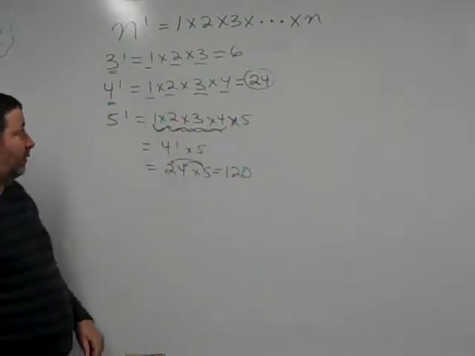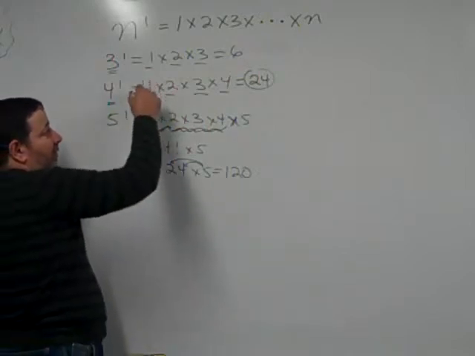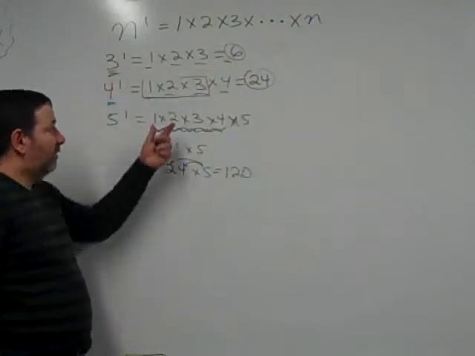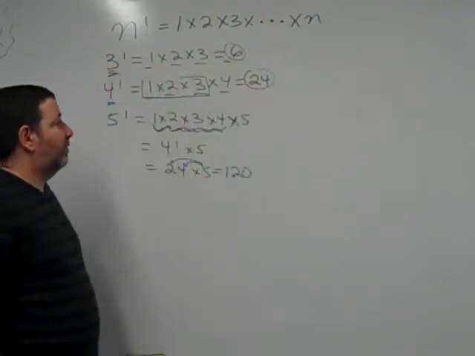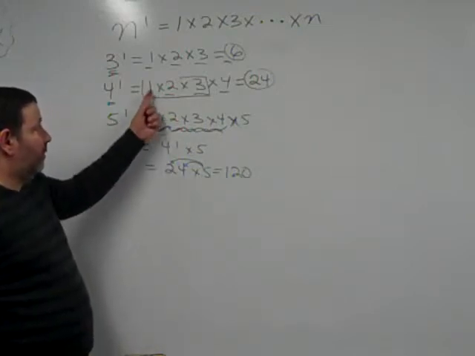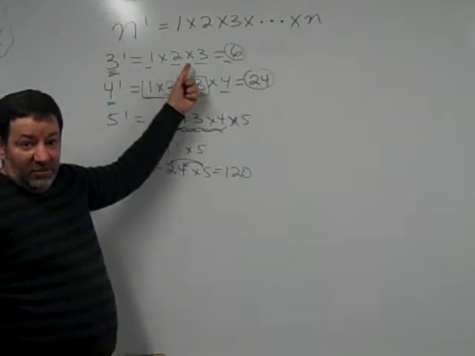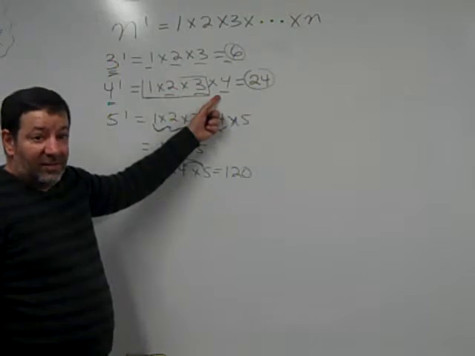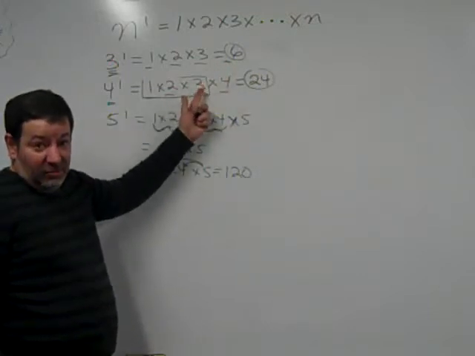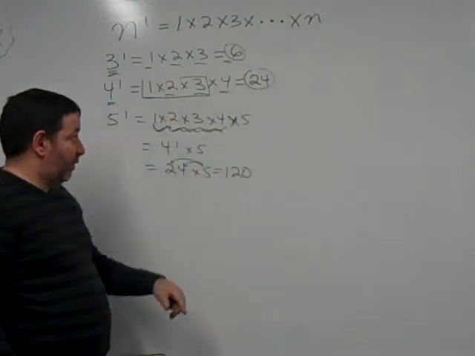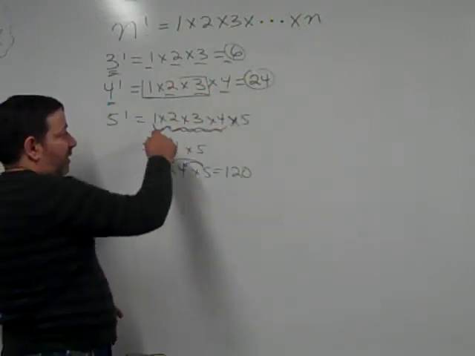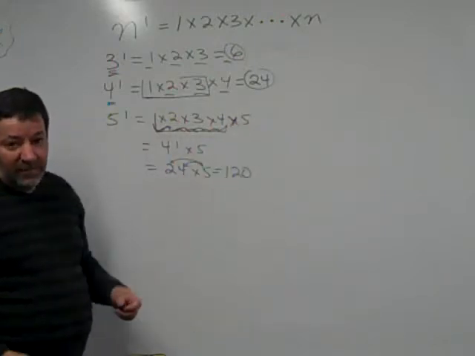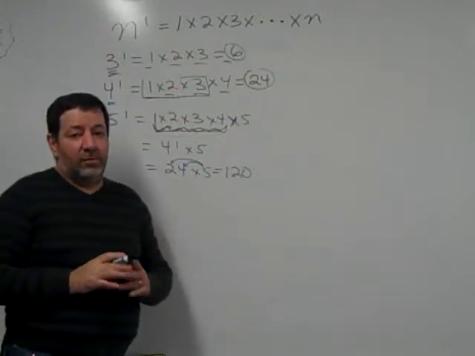In fact, 4 factorial is 3 factorial times 4. 3 factorial is 6, so it's 6 times 4, or 24. Don't reinvent the wheel. We know from up here, 1 times 2 times 3 is 6. If you do it again, 1 times 2 is 2, 2 times 3 is 6, you're going to get the same answer. Times 4 is 24. We already know that this portion is 24 times 5.